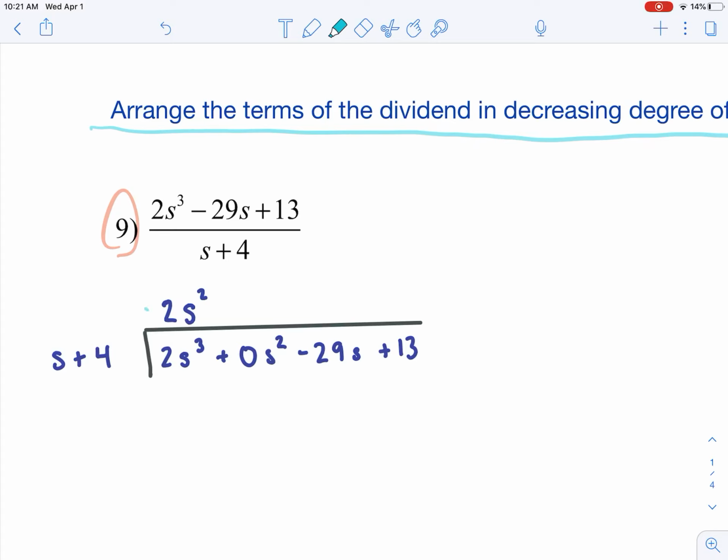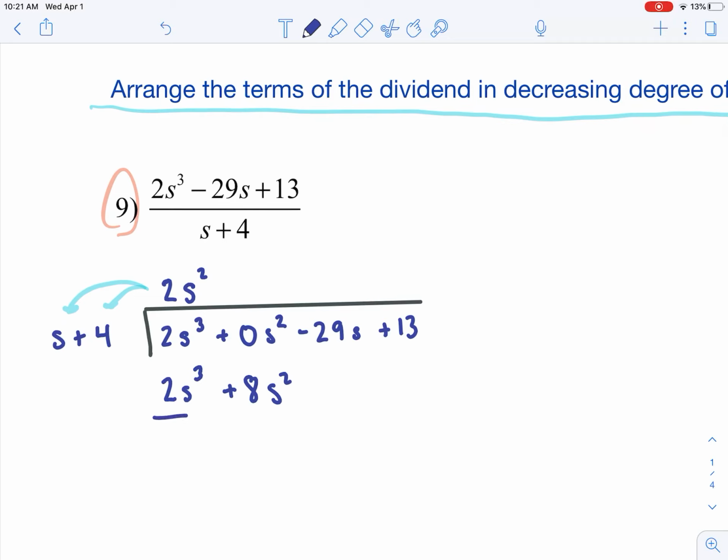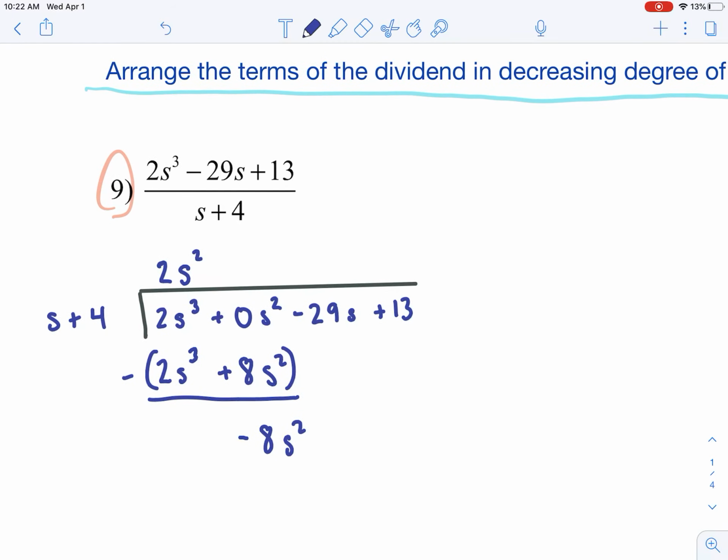So I take that and multiply it by those two terms. So here I go. 2s cubed, and then 2s squared times 4 is plus 8s squared. I'm going to subtract those polynomials. I like to put mine in parentheses and put the minus sign out there so I can keep track of what I'm doing. It gets a little complicated. So now 2s cubed minus 2s cubed is no s cubes, and I've got minus 8s squared. And I'm going to bring down the negative 29s.